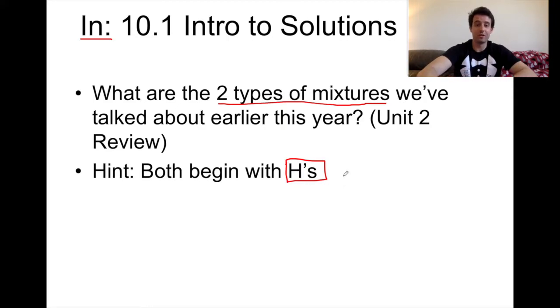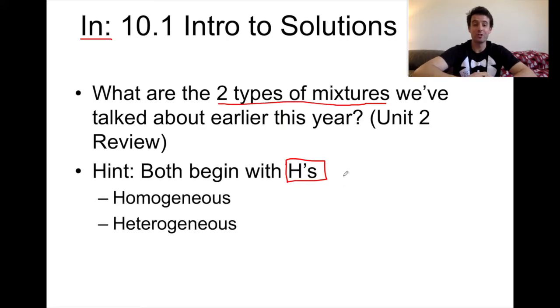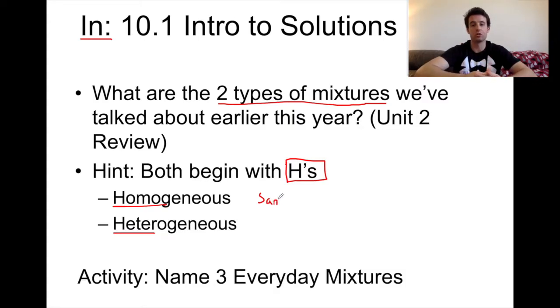Did you get homogeneous and heterogeneous as your two types of mixtures? That was the hope, that was what we were looking for. If you remember, that's a little review of Unit 2. And then the next thing I want you to do is think of three everyday mixtures. Go ahead and write those three everyday mixtures down on the left-hand side of your notebook. Okay, pause the video if you need more time.